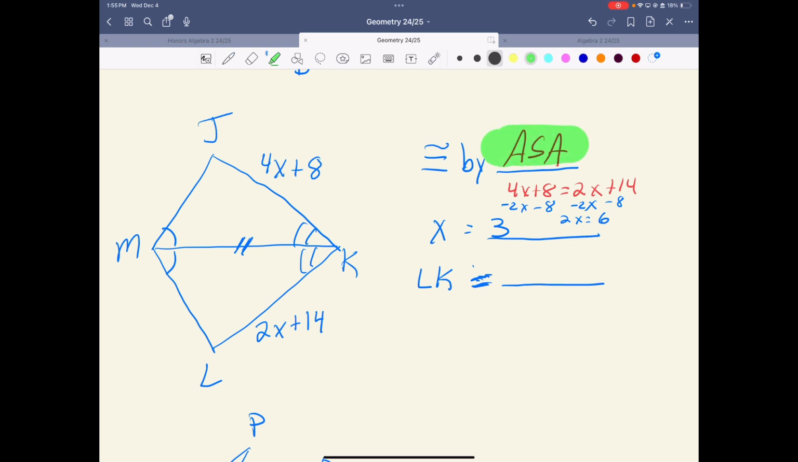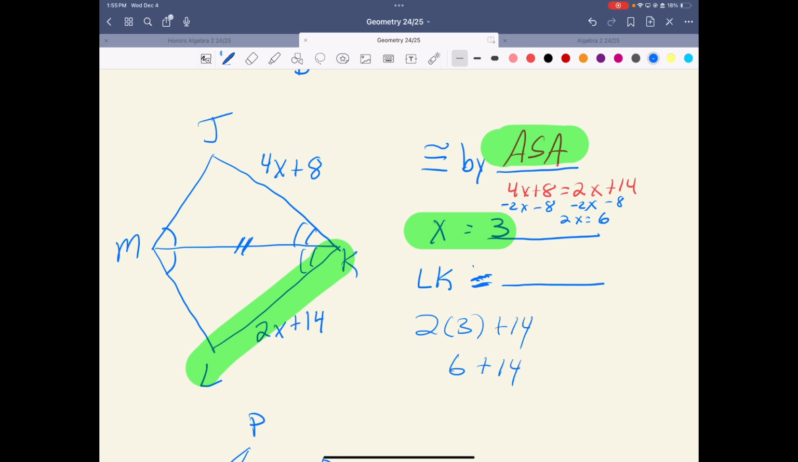So we've got angle, side, angle. We've got x is equal to 3. We have to find LK, which is right there. So 2 times 3 plus 14. 6 plus 14 is 20. There's your answer. Think I did the math right this time?